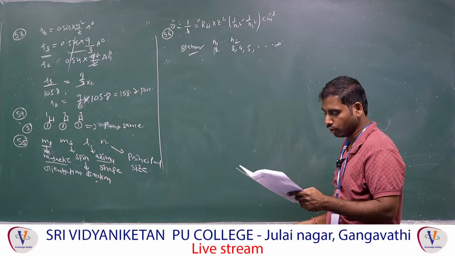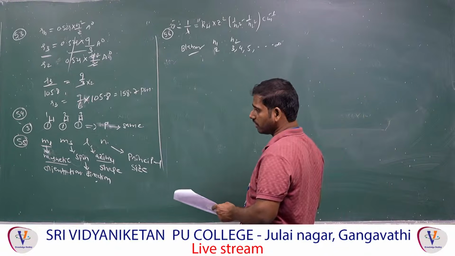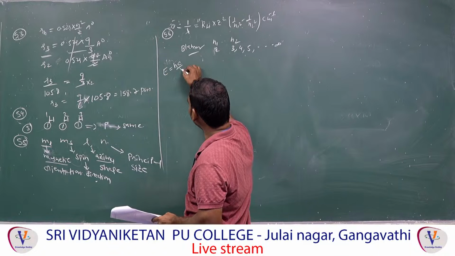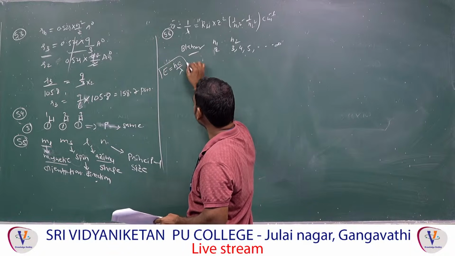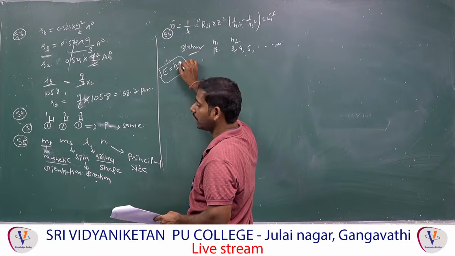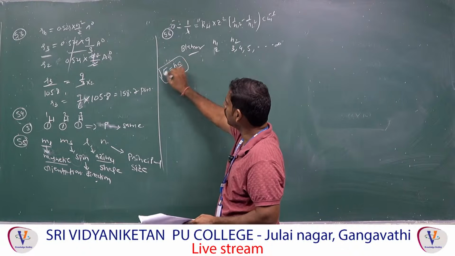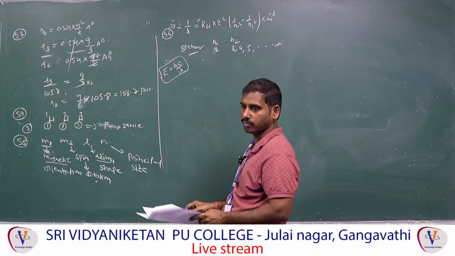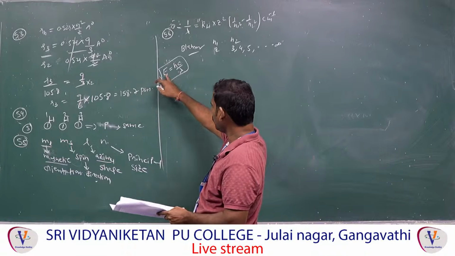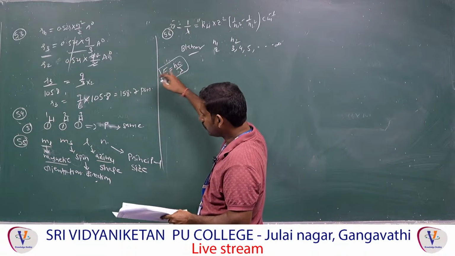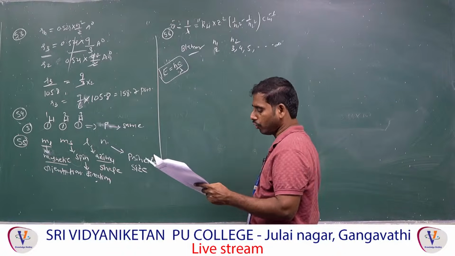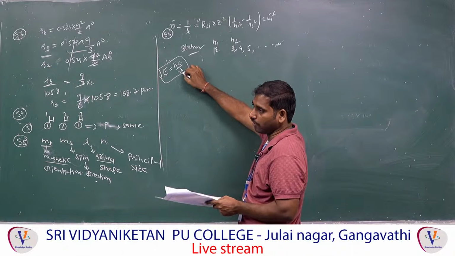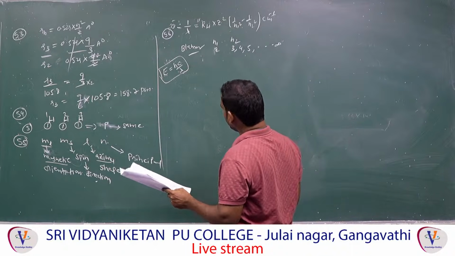What they are asking is the lowest energy. Lowest energy means highest wavelength. How do you know? E is equal to hc by lambda. E is equal to h nu, that is Planck's quantum theory, and nu equals c by lambda. Lambda and E are inversely proportional. That means lower energy, higher wavelength, and higher energy, lower wavelength. So for lowest energy, the wavelength must be highest.